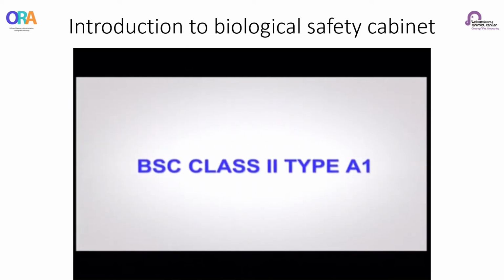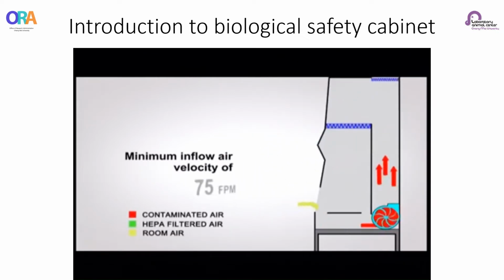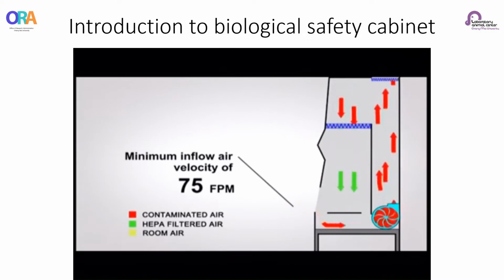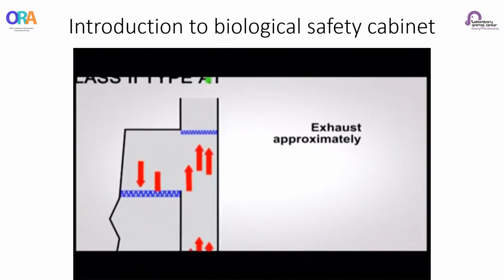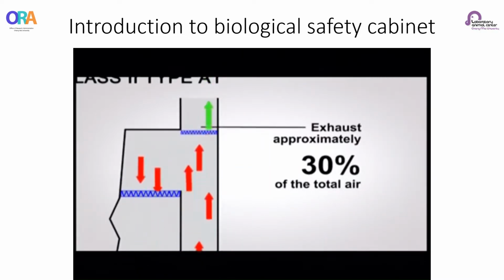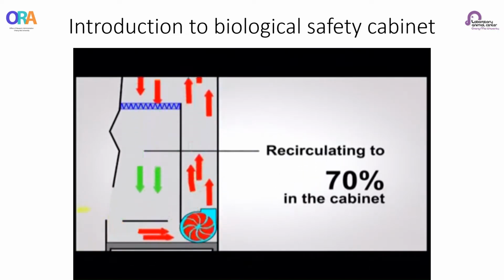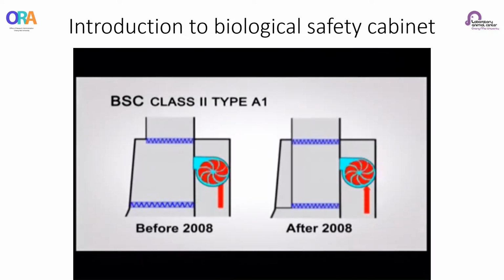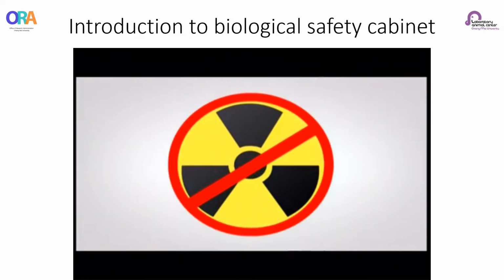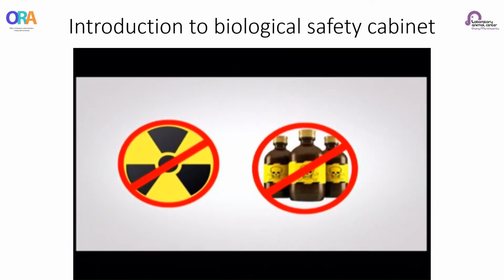BSC Class 2 Type A1 has a minimum inflow air velocity of 75 feet per minute through the front opening with an exhaust approximately 30% of the total air handled and recirculating to 70% in the cabinet. For cabinets built after 2008, they now come with biological ducts and plenums under negative pressure or surrounded by negative pressure ducts and plenums. Class 2 Type A1 cabinets are not suitable for work with volatile toxic chemicals and radionucleotides.